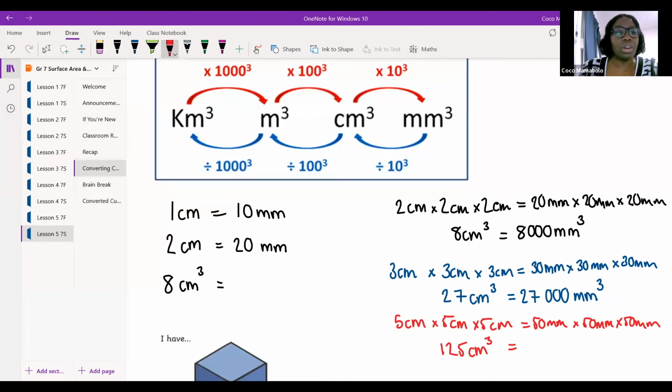At this point, we don't even have to use a calculator anymore because we should have noticed a pattern. Please put up your hand and tell me, what have you noticed? 125,000 millimeters cubed. If you're okay to speak, my sweetie, if you're not, you can pop it in the chat. Anybody who's brave enough to put their hand up and explain to us what's happening, let us know. Snowy, what do you see? Ma'am, I see that you multiply it by 10. Good, but every single one of them I've multiplied by 10. What's happened to that 10 times 10 times 10?